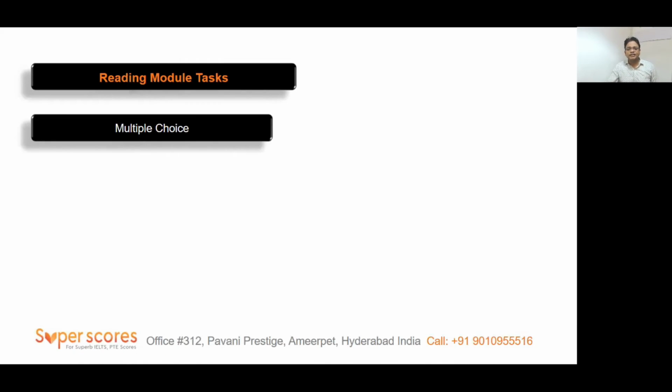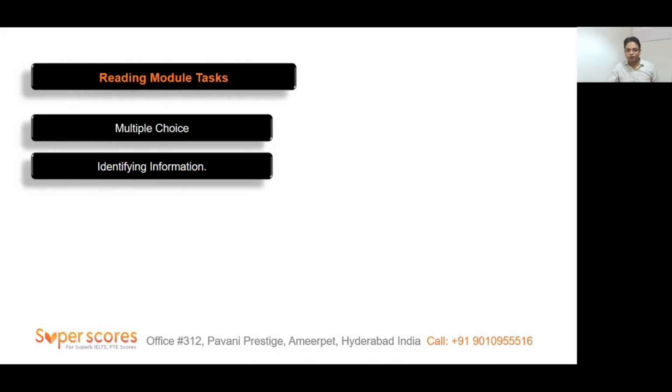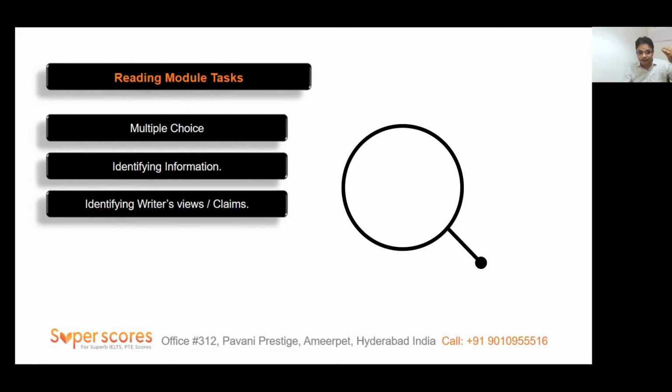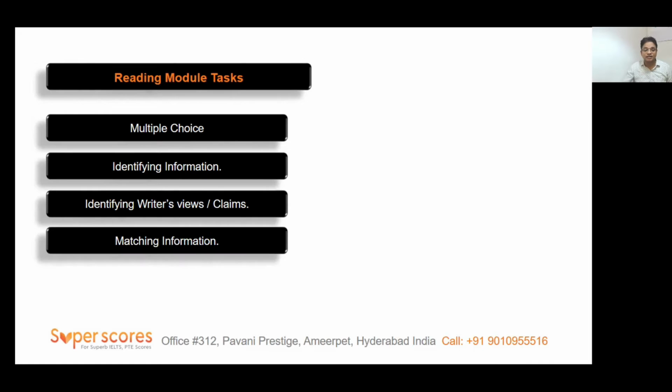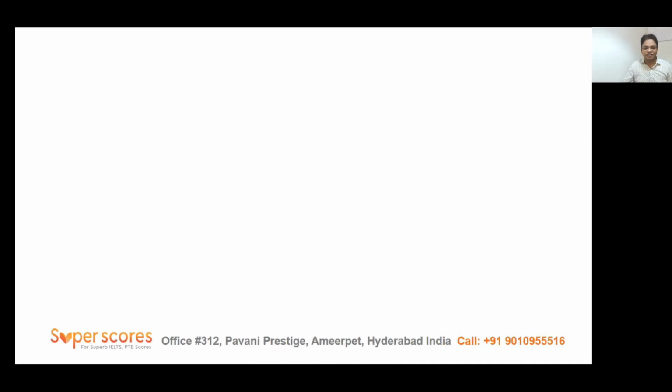All right, and guys, now the types of questions, the tasks that are there in our reading module. We'll look at multiple choice questions as one type of task. Identifying specific information from a passage, from a paragraph, is another type. And identifying the writer's views and claims by reading the paragraphs and passages effectively is another task. And matching the information with the choices and with the content, that's another type of question. And matching headings, selecting the headings for a paragraph from the following options, is another type of task you have in the IELTS reading.